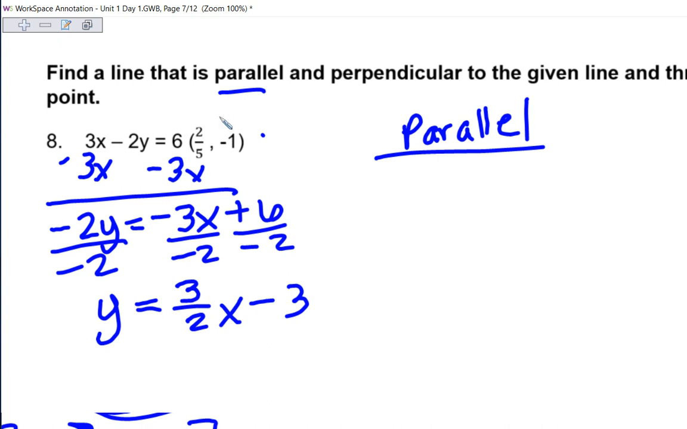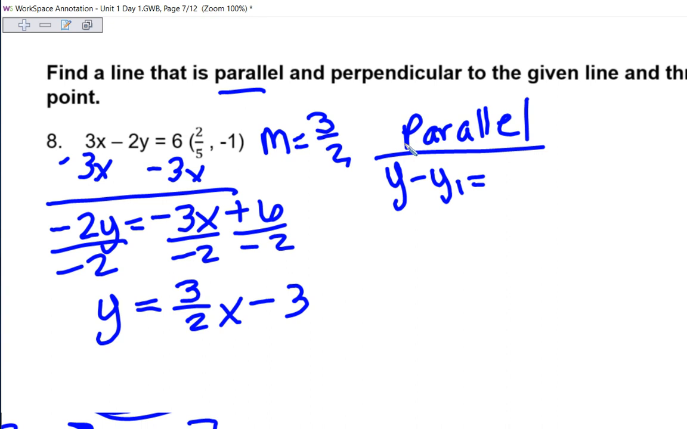So now I know the slope. What's the slope of that line? 3/2. So now I have the slope, and I have a point. So what equation could I use? Point slope form. So point slope form, let me write the equation or formula this way.